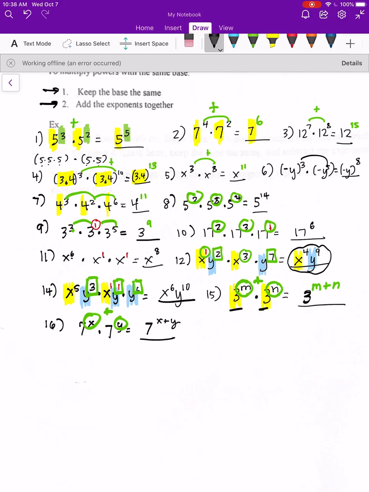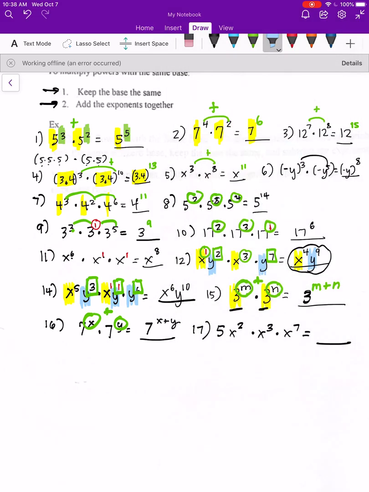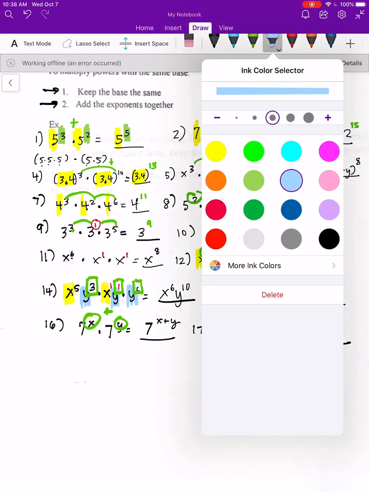All right, so let's take it up another notch and add this: 5x squared times x to the third times x to the 7th. Now, how did I take it up a notch, did you notice? I'm going to highlight it. I'm feeling like blue today, so highlight it. No, I already did blue. So let's do purple.